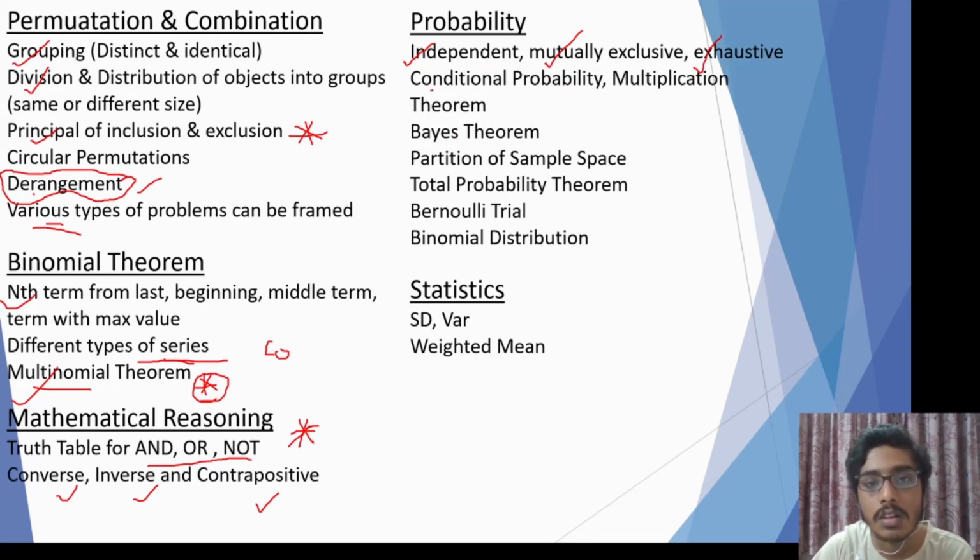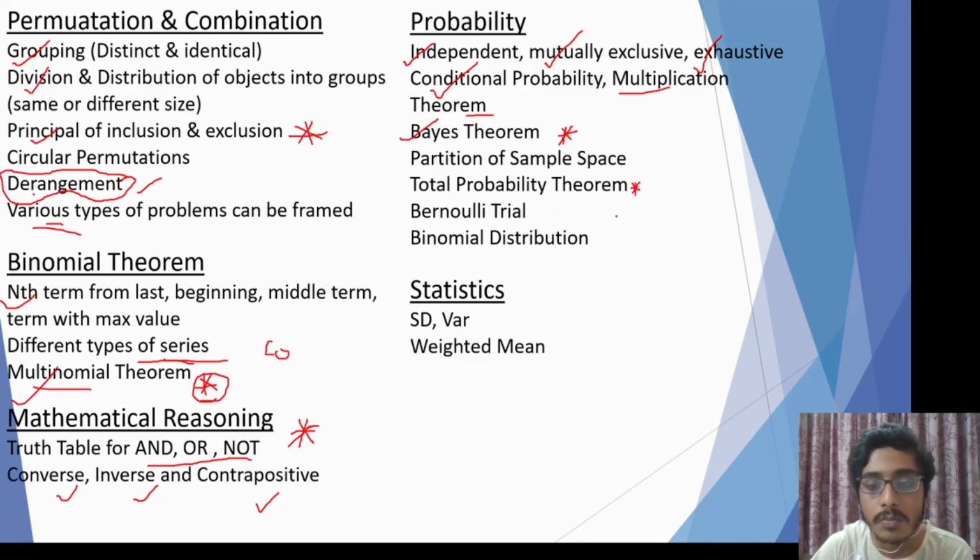We must know what is conditional probability, very important. The multiplication theorem, addition theorem, these are common things. Bayes theorem is important for West Bengal joint entrance examination. Questions come from it. Partition of sample space, total probability theorem is again important, right?